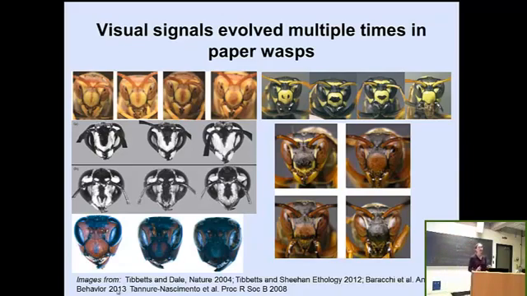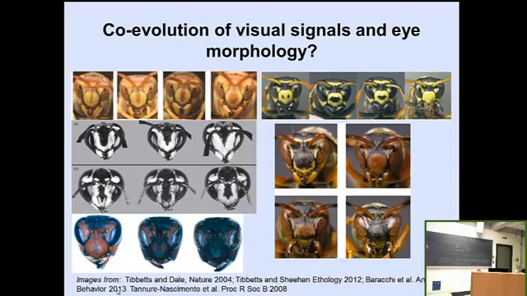Now, one of the reasons that it was originally surprising to find visual signaling in paper wasps is that people often think that insects rely more strongly on chemical communication, right? Chemical communication is incredibly important in insects. And sometimes it's thought that the compound eye is not particularly good at discriminating fine differences in visual patterns. So we were interested in testing whether there's been any coevolution of visual signaling and eye morphology. So has the need for assessing visual signals actually influenced eye evolution in the paper wasps?